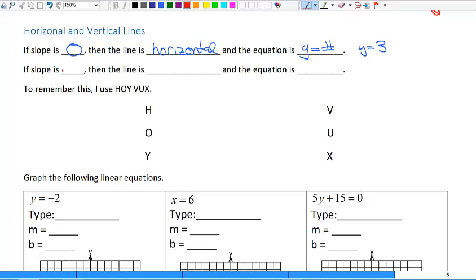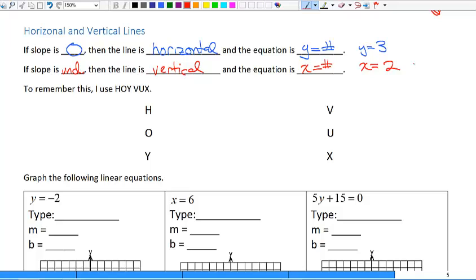But if my slope is undefined, I'm just going to write UND for undefined, then my line is vertical. Now we've talked about that when we talked about slope, but the equation turns out to be x equals some number. Notice there is no y. For example, x equals 2. I don't know, that's an example.